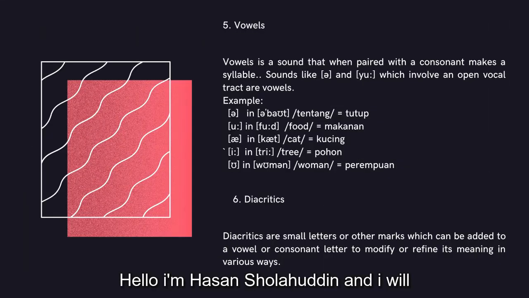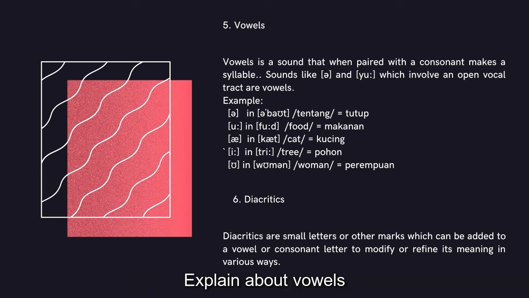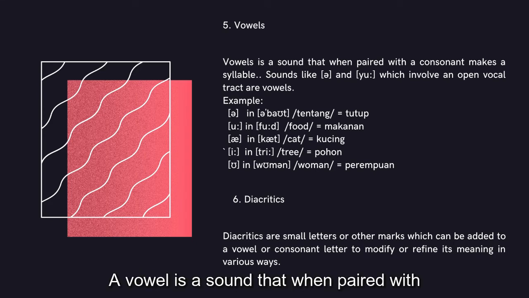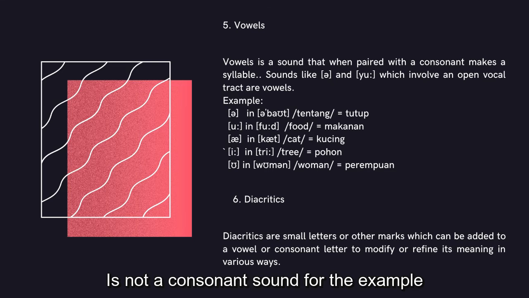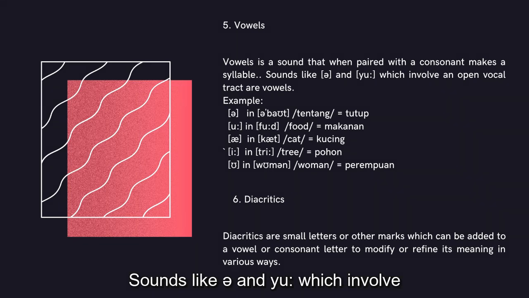Hello, I'm Hasan Salahuddin and I will explain about vowels. A vowel is a letter or sound of the English alphabet that is not a consonant. More specifically, a vowel is a sound that when paired with a consonant makes a syllable. A vowel is any sound that letters make that is not a consonant sound. For example, sounds like A and U, which involve an open vocal tract, are vowels.